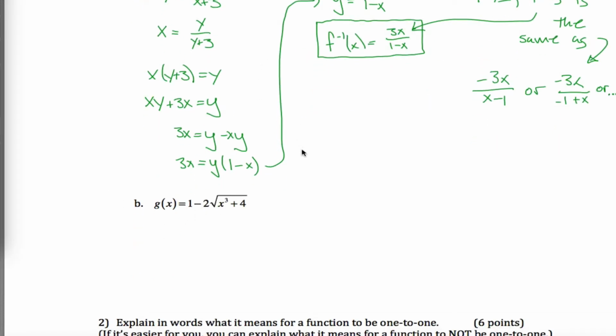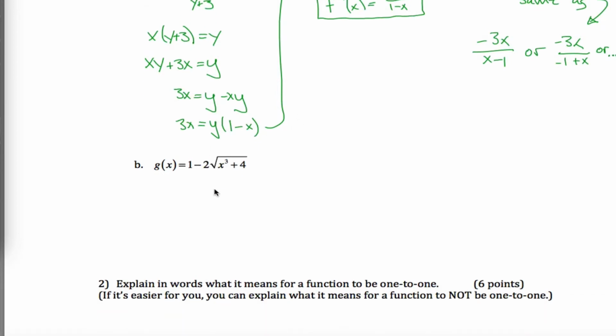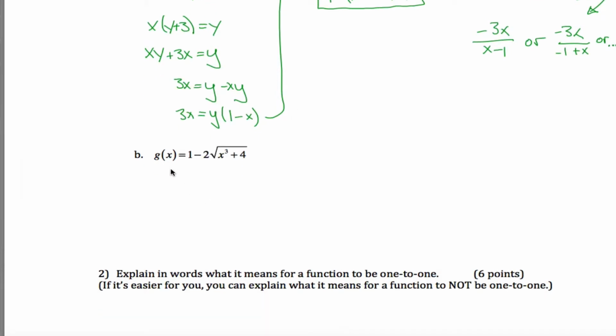Part B here is really the same idea. It's just saying find the inverse. So I'll go through those same steps. I'll first make it y equals 1 minus 2 times the square root of x cubed plus 4. And then I'll switch the x and the y to come up with an equation that represents the inverse function. So 1 minus 2 times the square root of y cubed plus 4.